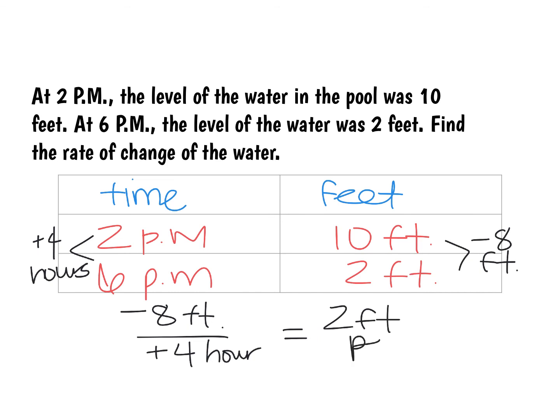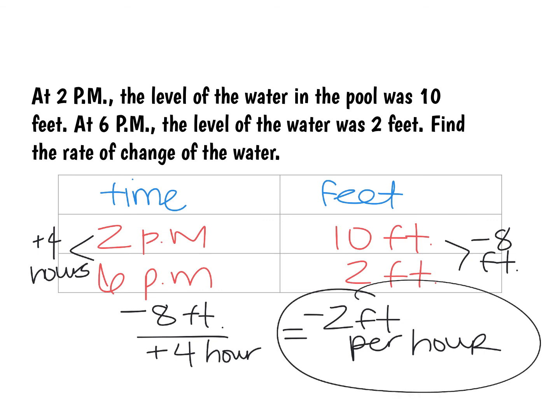So 2 feet per hour, but it's not actually going up 2 feet per hour. It's going down, so we need to make it negative. So it would be negative 2 feet per hour. So whenever we're given a situation, whether it's a word problem or a graph, we can always create a table with the values that we're given and then find the rate of change that way.